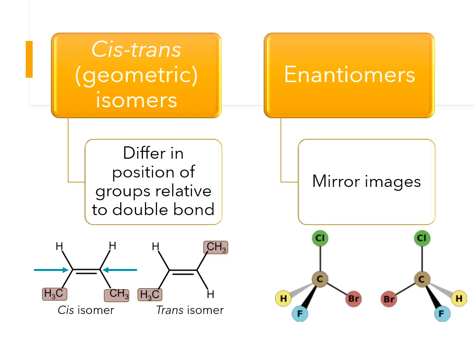The groups attached to the central carbon vary in their locations in three-dimensional space, so that one molecule is the mirror image of the other. In biology, enantiomers are important pharmaceutically, as many common drugs like ibuprofen or albuterol, for example, exist as enantiomers, but typically only one of the two is active.